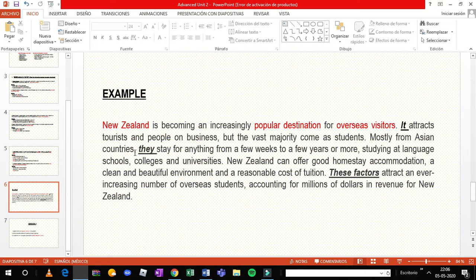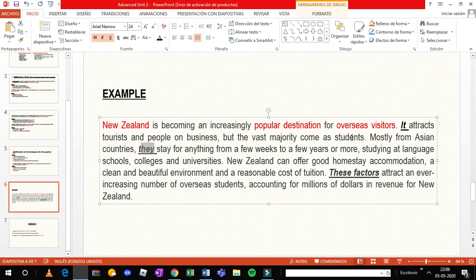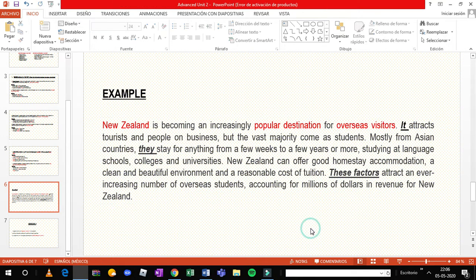No pueden ser en este caso los países asiáticos. Por lo tanto, va un poquito más atrás. ¿Qué fue lo último que se mencionó en la oración anterior? Students. So, students corresponds to the word they, which is mentioned.